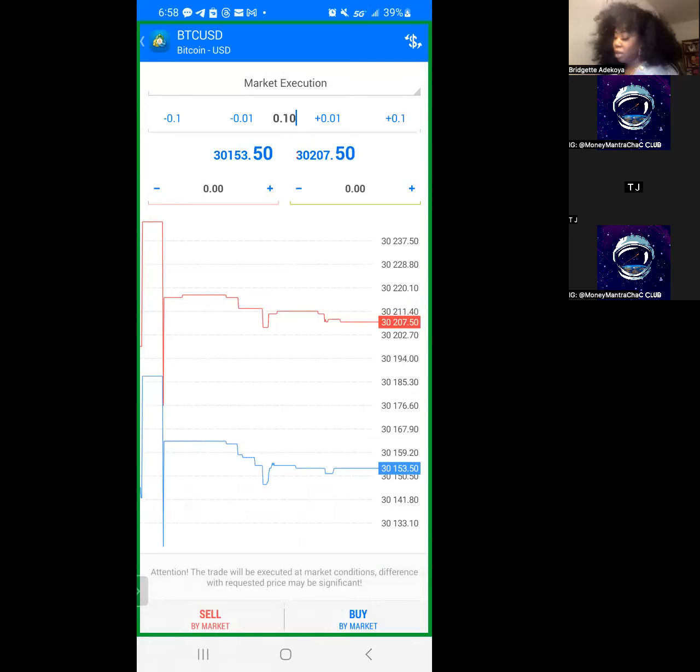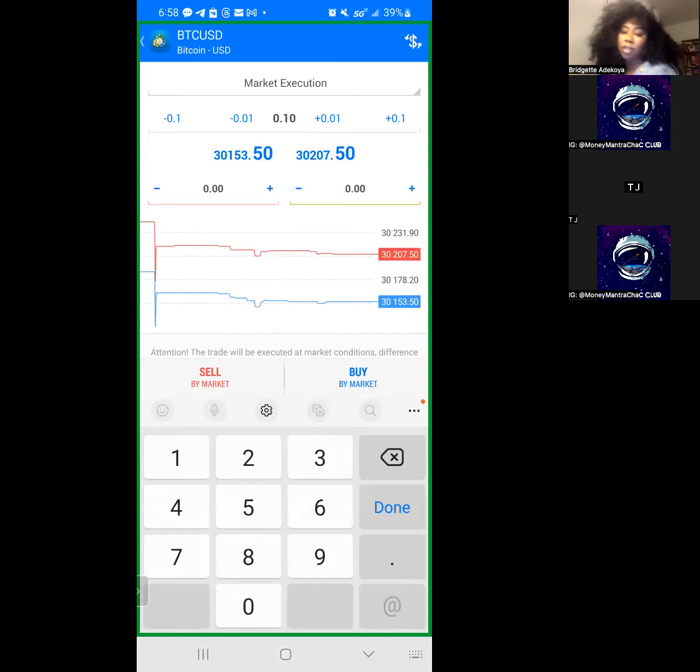So what I'll typically do here is market execution, and then I'll go back and set my stop loss and set my TP. Your TP, your take profit, would go under the green line. And then your SL would go on the red line, which is right here towards the left.